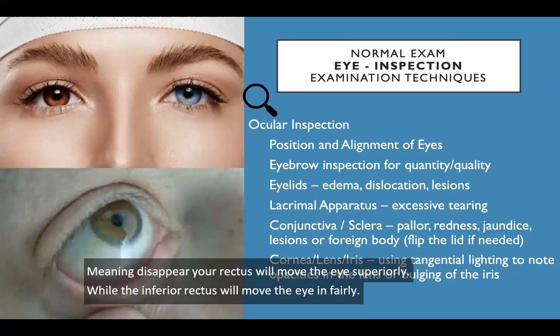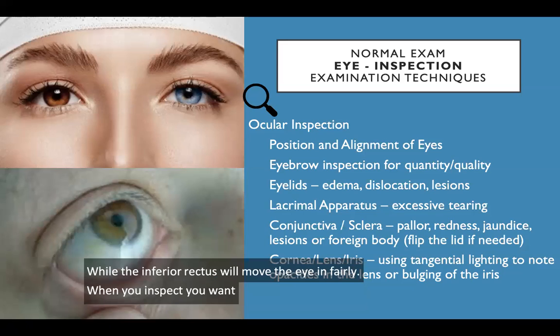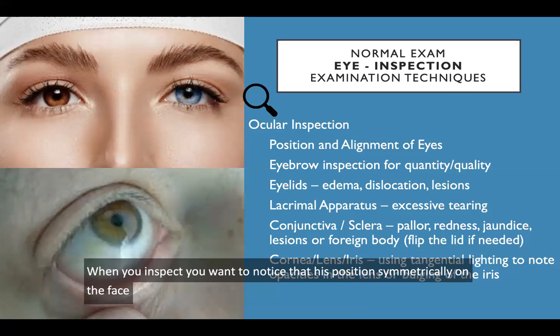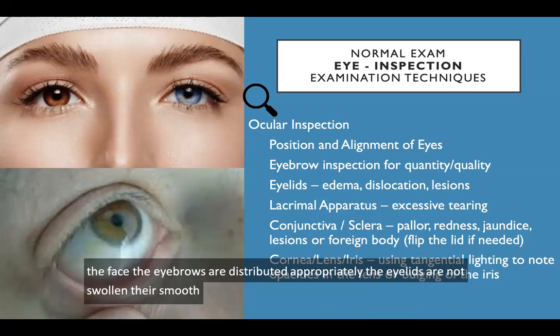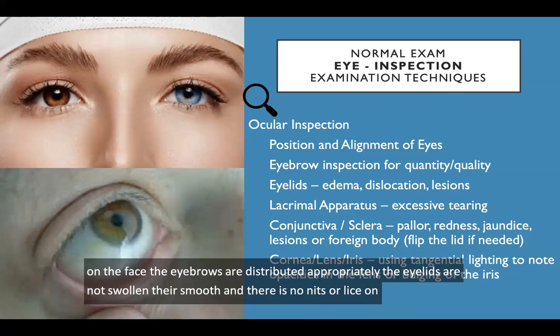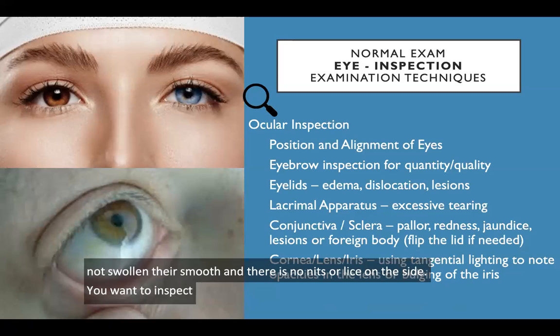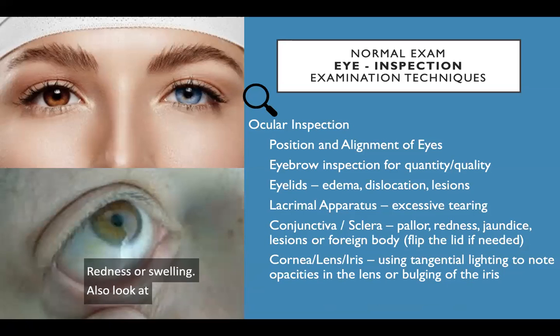When you inspect the eye, you want to notice that it is positioned symmetrically on the face. The eyebrows are distributed appropriately. The eyelids are not swollen. They are smooth, and there are no nits or lice on the eyelashes. You want to inspect the lacrimal apparatus, looking for any tearing, redness, or swelling. Also look at the conjunctiva and sclera, looking for any foreign bodies or jaundice.